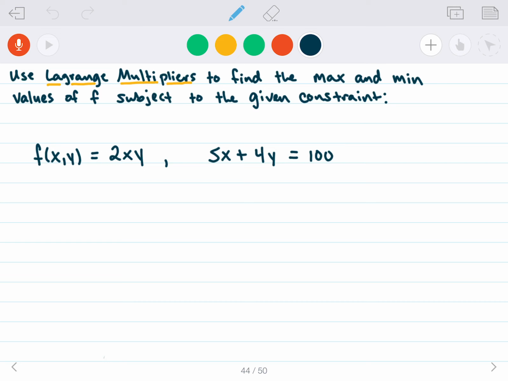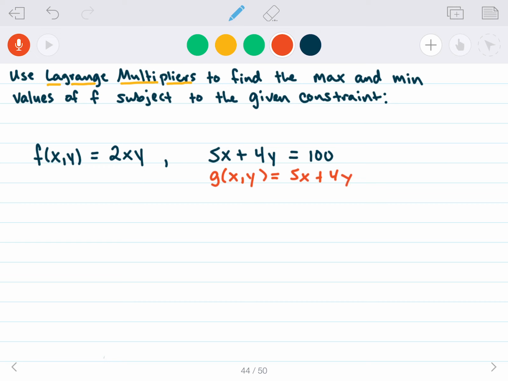All right, let's try this one. Okay. All right, so we have a surface, 2xy. We have a constraint, 5x plus 4y equals 100. We can think of this as a level curve, right, because we have the constant at the end. Or we can think of it as a surface, g of x, y equals 5x plus 4y.